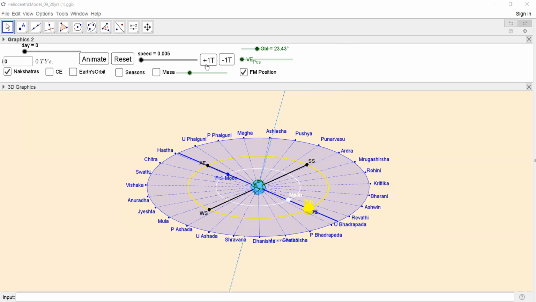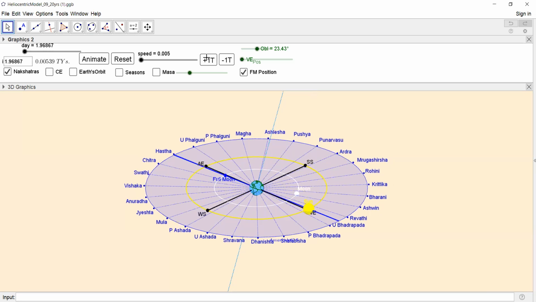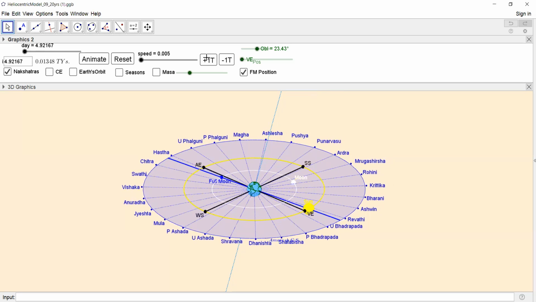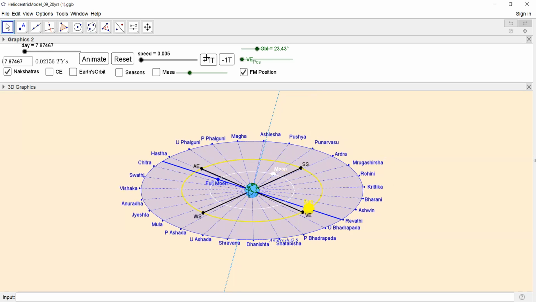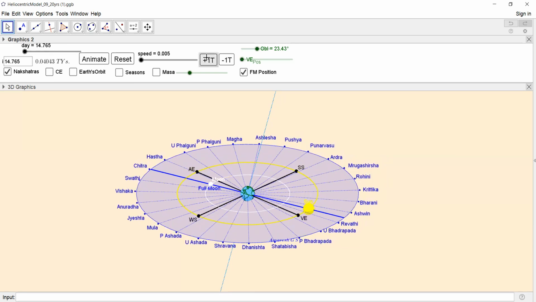So let's go in steps of one day each. So Pratipada, Dvitiya, Tritiya, Chaturthi, Panchami, Shashti, Saptami, Ashtami, Navami, Dashmi, Ekadashi, Dwadashi, Trayodashi, Chaturdashi, and Purnima. Note down the nakshatra of the full moon. If you draw a straight line from the earth, going through the moon, extending all the way to the background nakshatra system, you will notice that the full moon is near nakshatra Chitra.